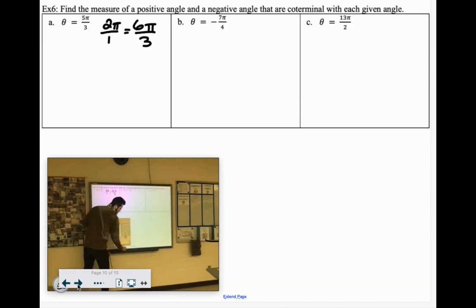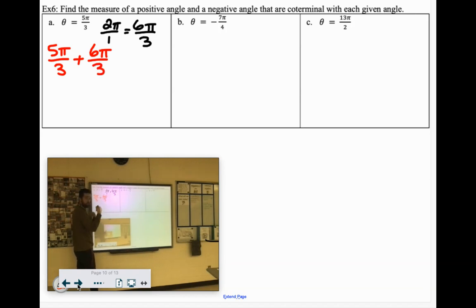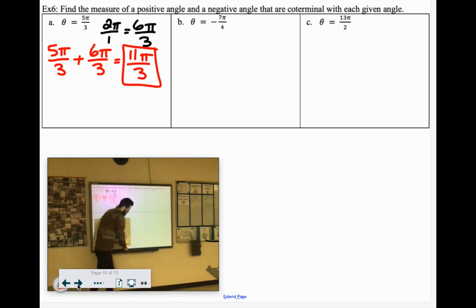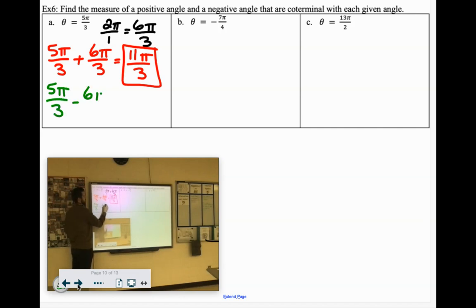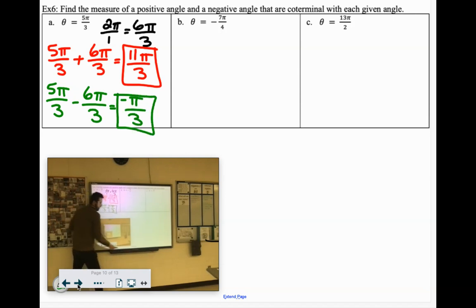So let's try that out with 5 pi over 3 plus 6 pi over 3, which again would be one full rotation. That would give us 11 pi over 3 for our positive referencing. We're going to subtract it for our negative referencing. So 5 pi over 3 minus 6 pi over 3, which would give us negative pi over 3. We'll start the next ones in the next video.